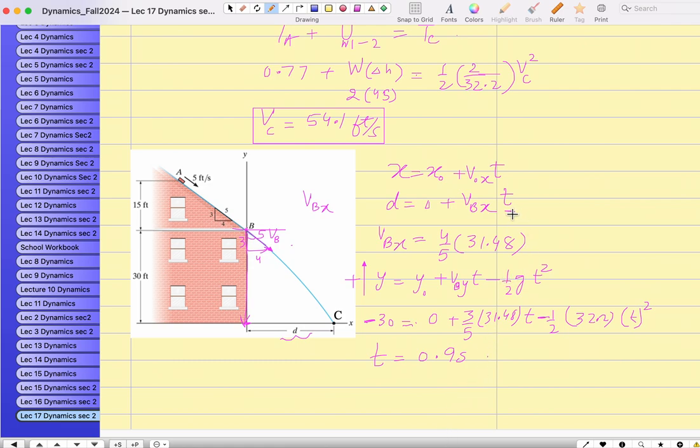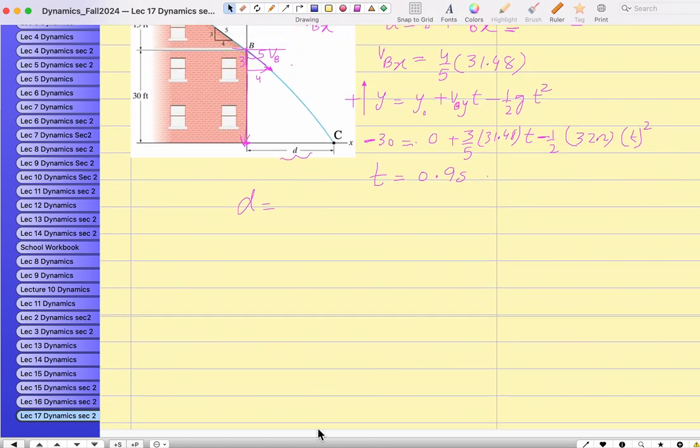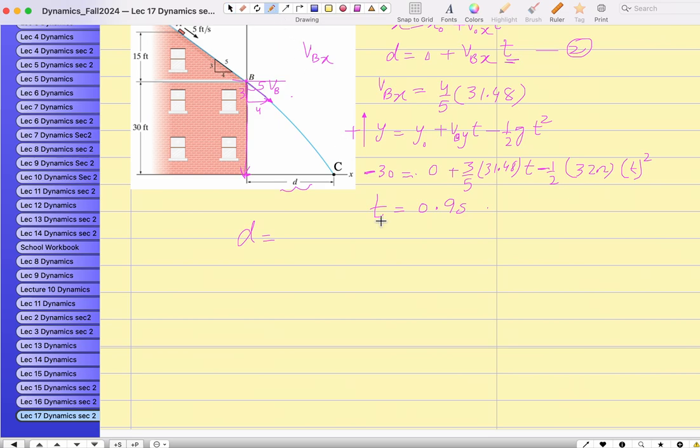Now you can plug this t over here. If I bring equation number 2 here, d equals 4/5 times 31.48 times 0.9, which is 22.6 feet. So this is your answer.